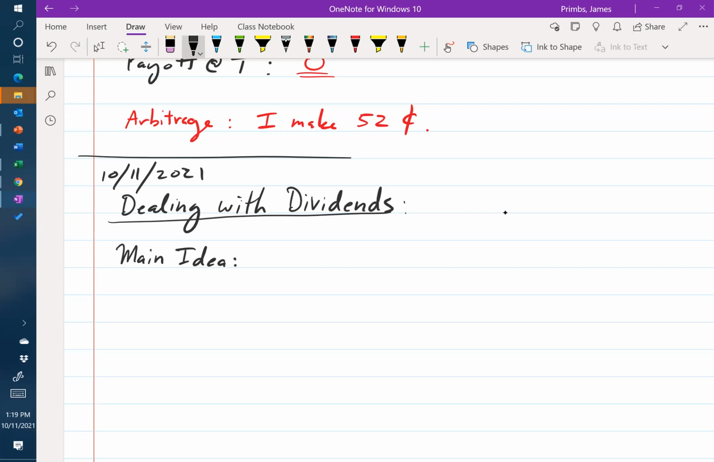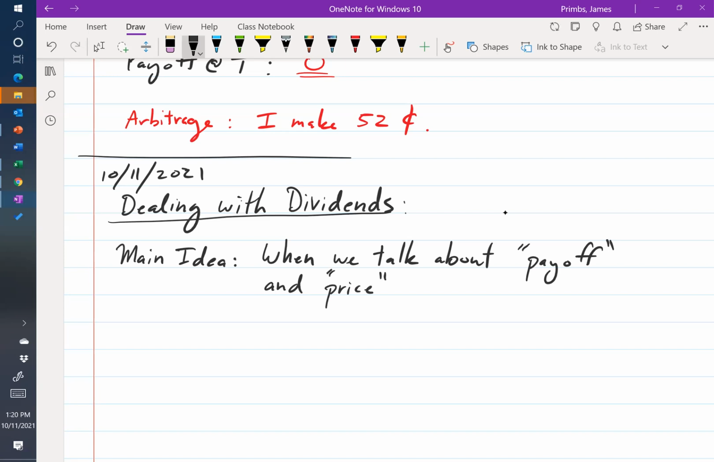All right, let me tell you the main idea behind dividends. Focus on the main idea, because if you have this main big picture, then dividends are really easy to deal with. Let me try to give you the story behind this, and I'll write it out. So when we talk about payoff, I've often talked about payoff. We define the payoff function. And I also talk about price.